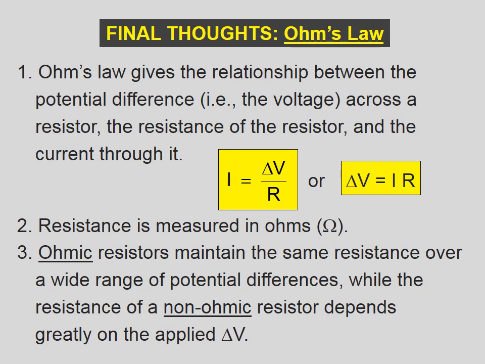Ohm's law gives the relationship between the potential difference, i.e. the voltage across a resistor, the resistance of the resistor, and the current through it. And there are the equation for Ohm's law. Resistance is measured in ohms. Ohmic resistors maintain the same resistance over a wide range of potential differences, while the resistance of a non-ohmic resistor depends greatly on the applied pressure difference.